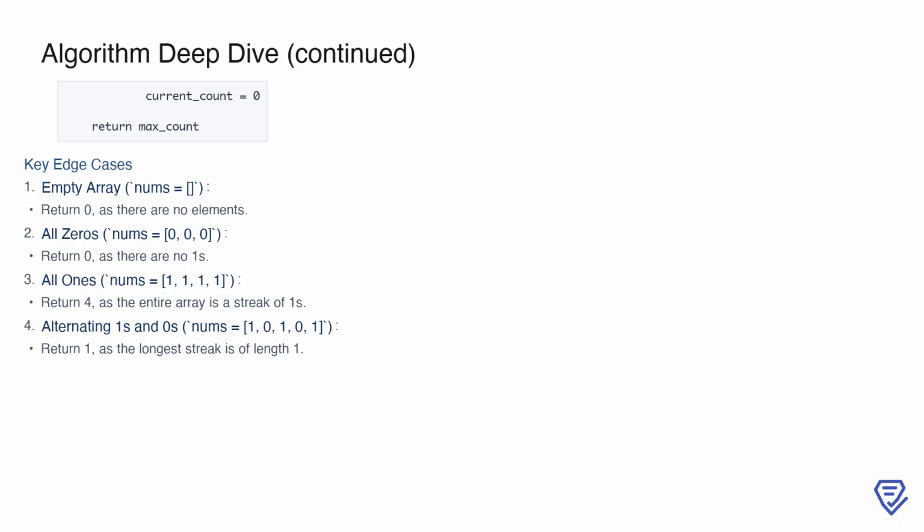For edge cases, such as an empty array, the function returns 0 since there are no elements. If the array contains only zeros, the result is also 0 because there are no ones to form a streak. For arrays with all ones, the result is the array's length, as the entire array is one long streak. Lastly, alternating patterns like 1, 0, 1, 0, 1 result in the longest streak being 1, as no consecutive ones exist. These examples highlight the robustness of the algorithm across various scenarios.